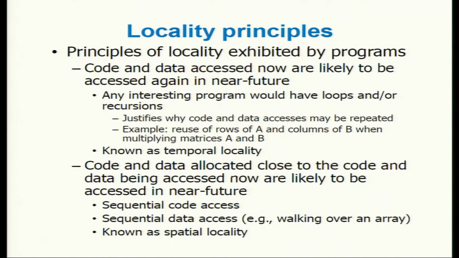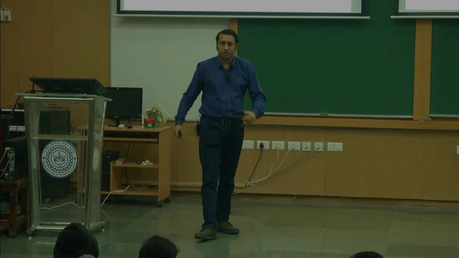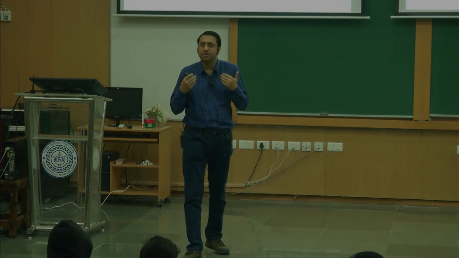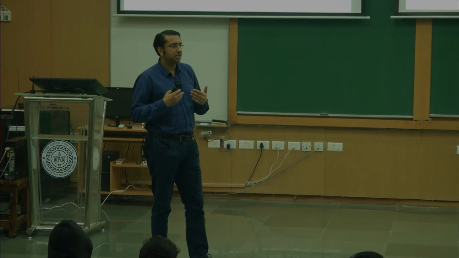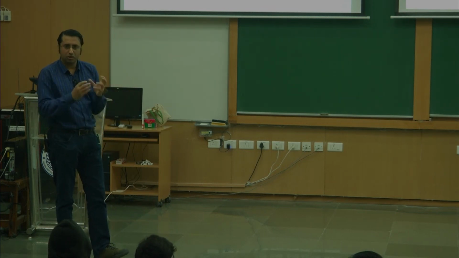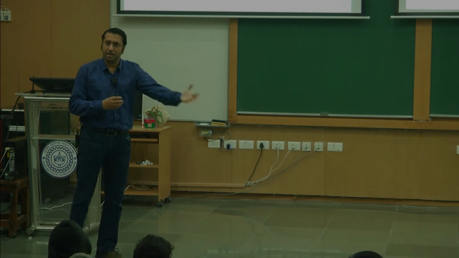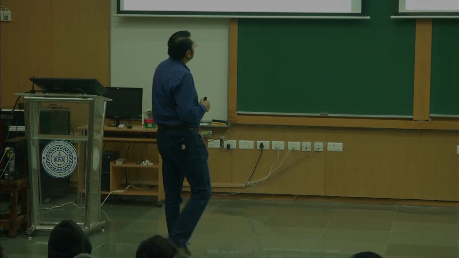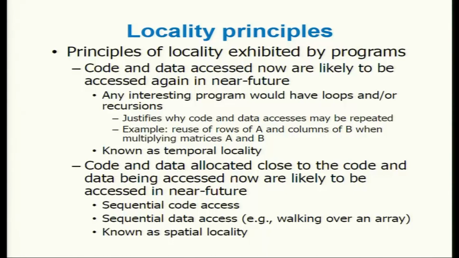That is, if I'm accessing a certain piece of data now, it's highly likely that I'll require it again in the near future. And why is that? Because any interesting program could have loops or recursions. Whenever you put loops or recursions, that means you're doing something repetitively, and anything done repetitively may have this kind of locality. That is, whatever I'm working on now, I may want to work on again in the future. So that justifies why code and data accesses may be repeated.